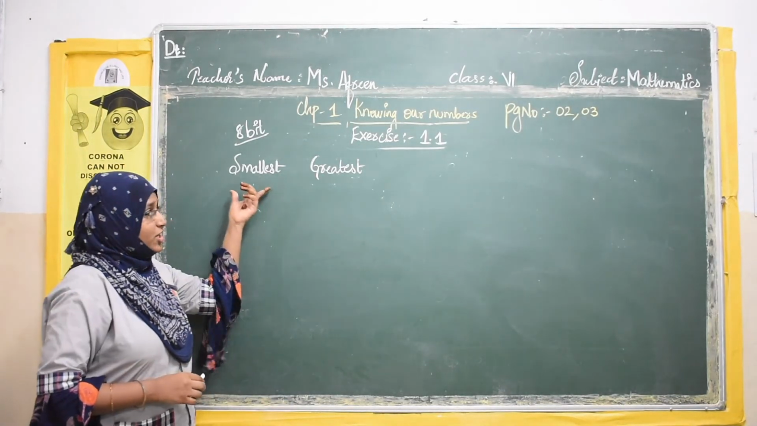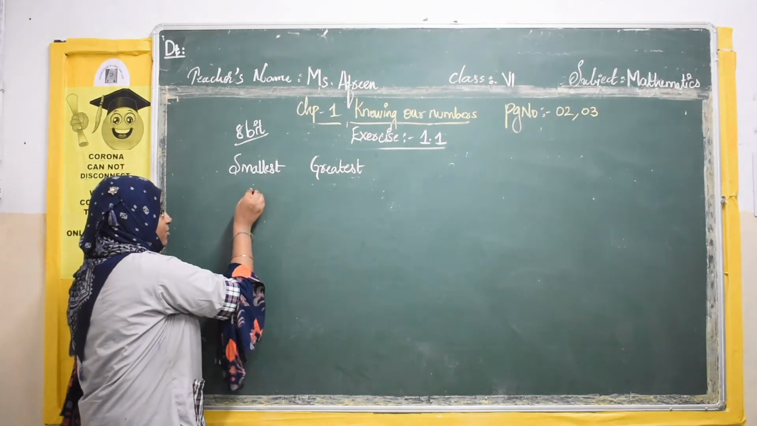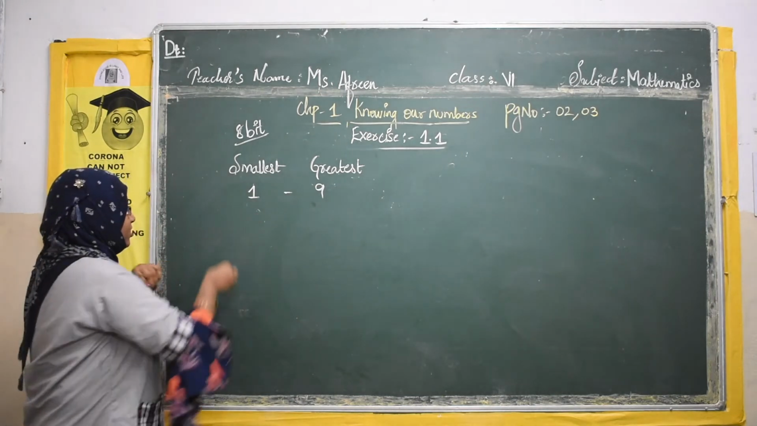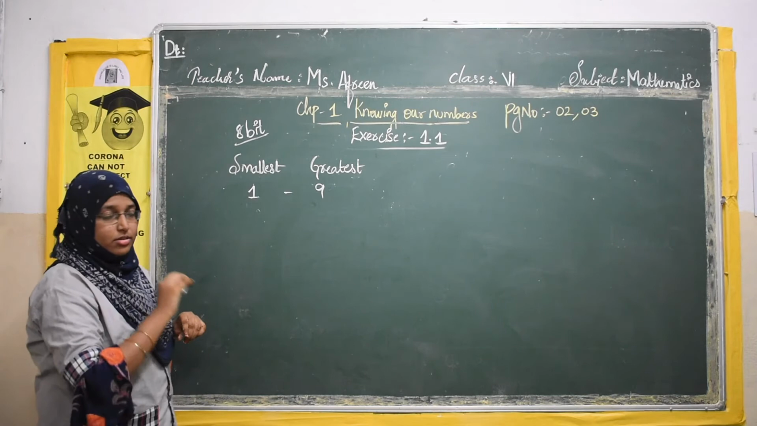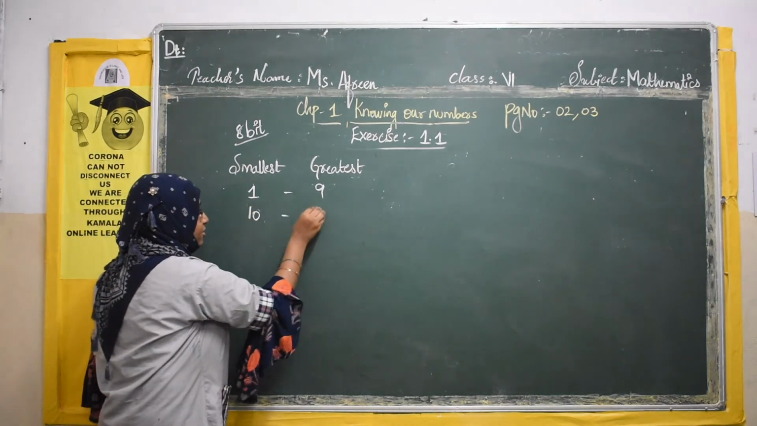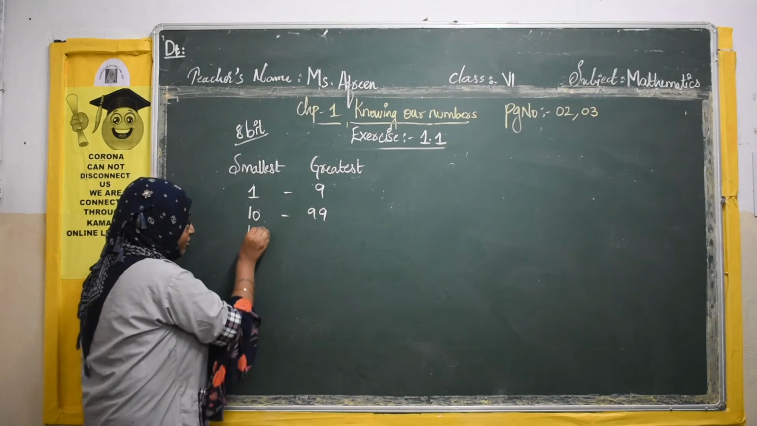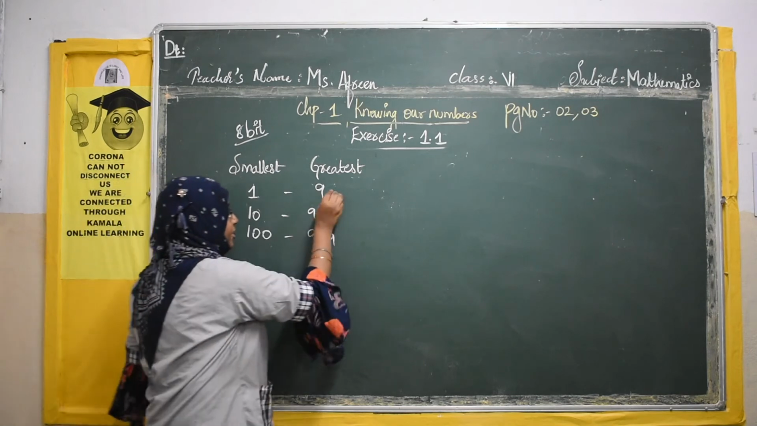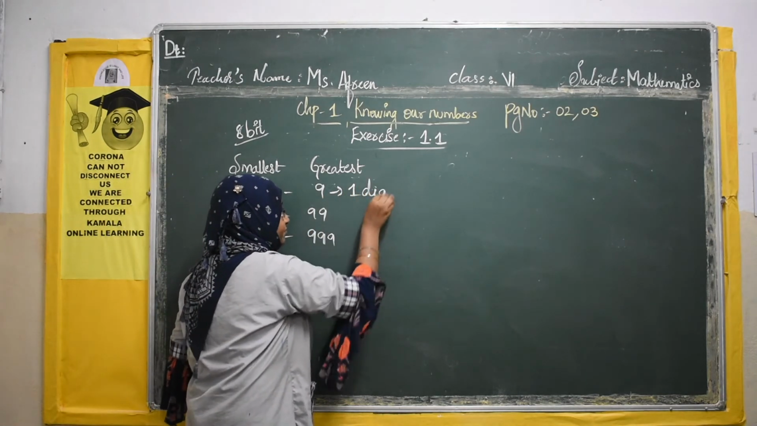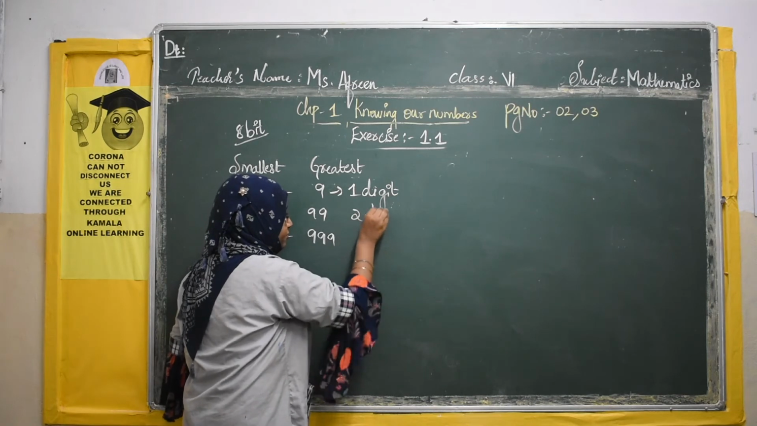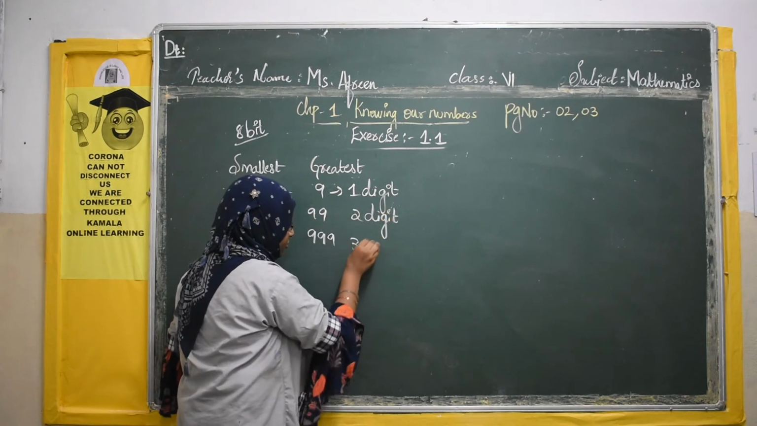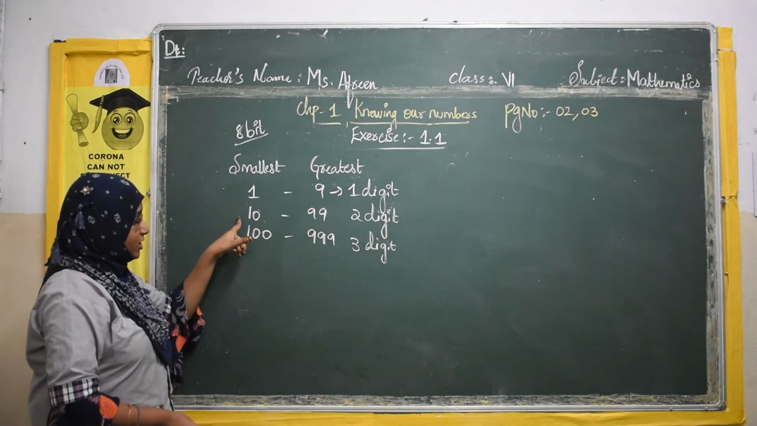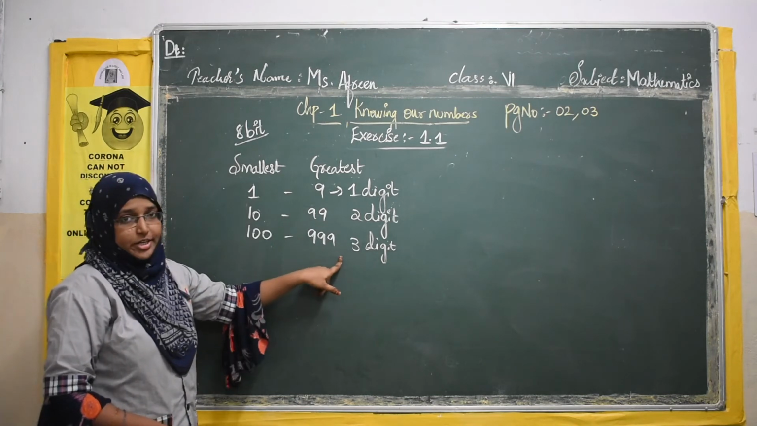Now let us see the smallest and the greatest numbers. As you already know, for 1-digit numbers, 1 is the smallest and 9 is the greatest. We can also take 0, which is the natural 1-digit smallest number. Next, here it is 10 and 99, and 100 and 999. These are 1-digit, 2-digit and 3-digit numbers: the smallest and greatest 1-digit, 2-digit and 3-digit numbers.